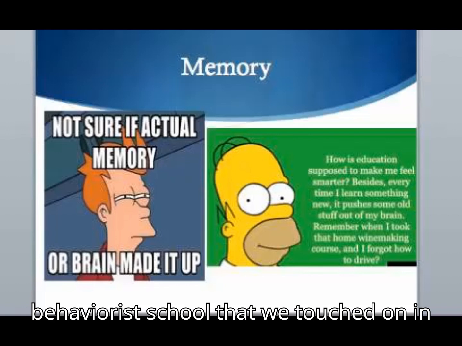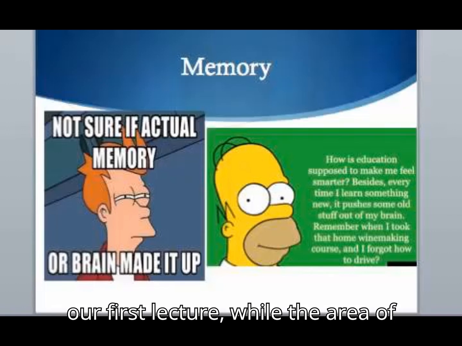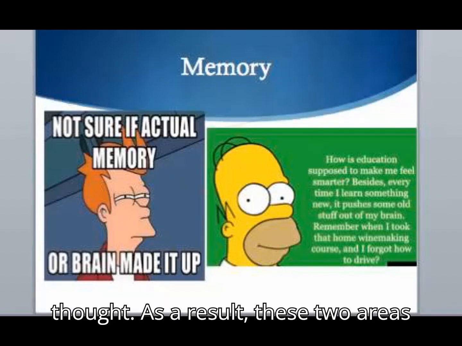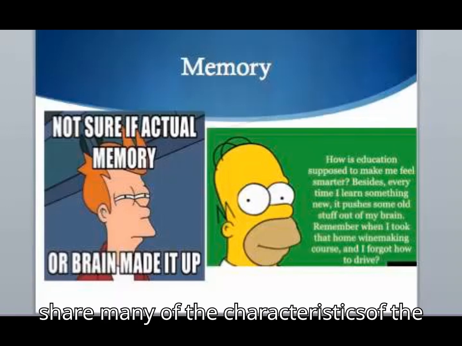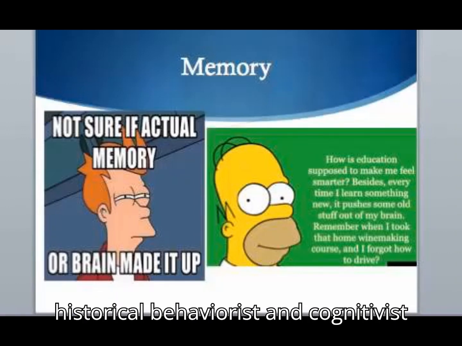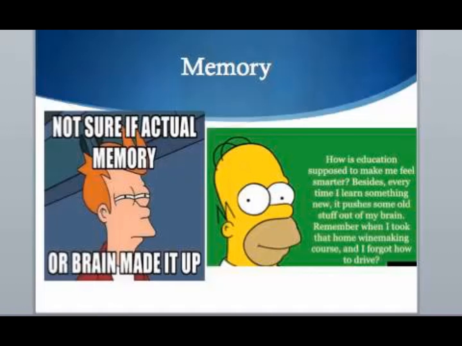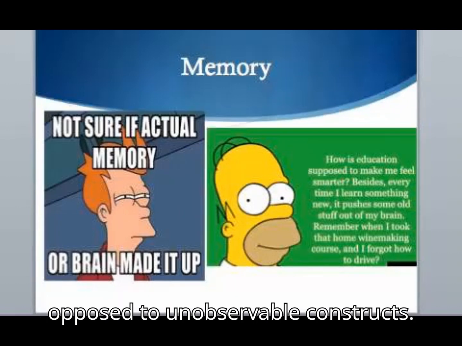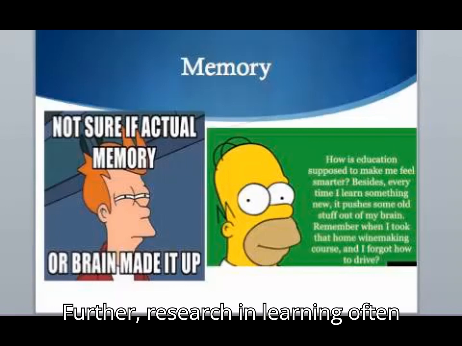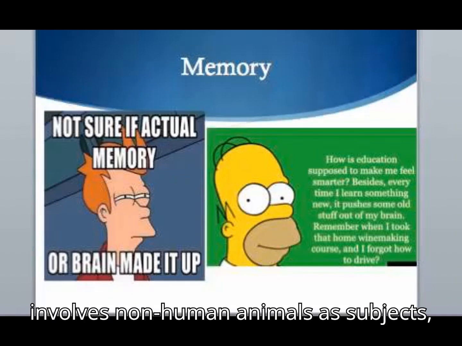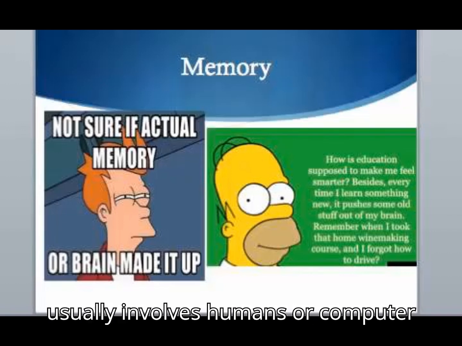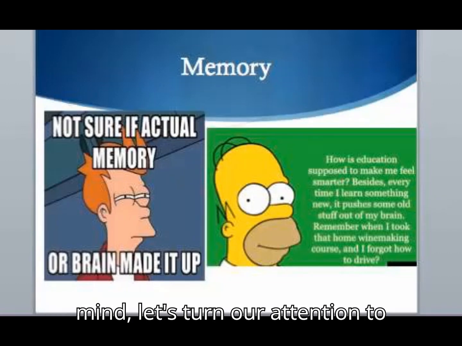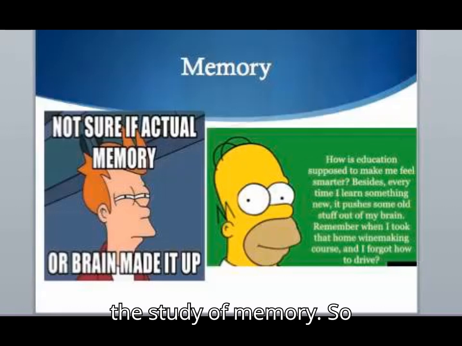Learning grew from the behaviorist school that we touched on in our first lecture, while the area of memory and cognition was the direct result of the cognitive school of thought. As a result, these two areas share many of the characteristics of the historical behaviorist and cognitivist movements. As mentioned, those who study learning are more concerned with observable measures as opposed to unobservable constructs. Further, research in learning often involves non-human animals as subjects, while cognitive and memory research usually involves humans or computer simulations. With these distinctions in mind, let's turn our attention to the study of memory.